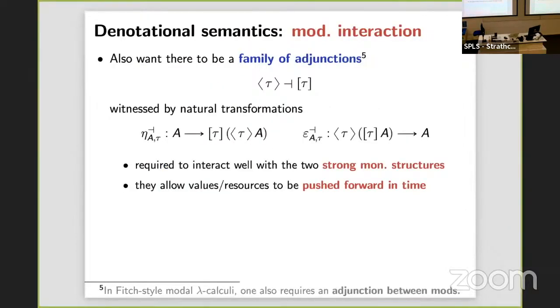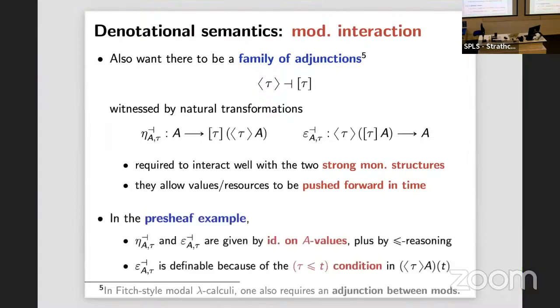We have a family of adjunctions. So this is mainly to relate these two modalities. And if you look at what the units and counits are doing, it's really about being able to push resources forward in time. So if you have a resource A available now, then tau time units in the future, I will know that tau time units in the past, I had an A available, and vice versa. If tau time units in the past, I knew that tau time units in the future I have A available, I will also have it now.